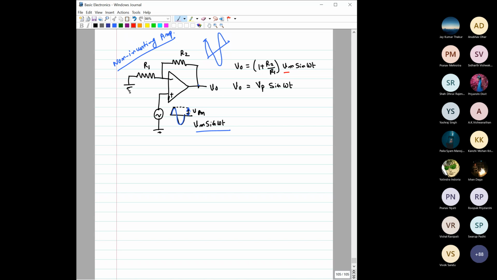So this is the input signal, Vm sine of omega t, right? Then what will be the output? This output would be equal to 1 plus R2 by R1 times the input signal, right? And let us say this total part is equal to Vp. So V output equals Vp sine of omega t. Fine. Okay. By the way, are you with me?